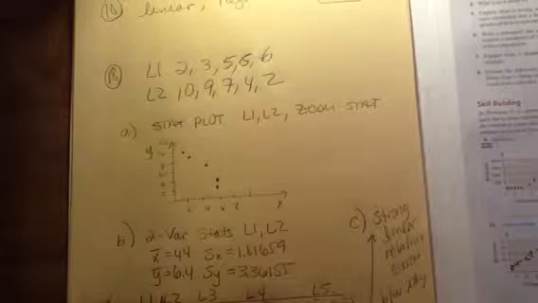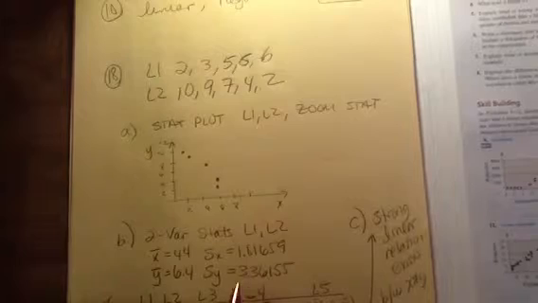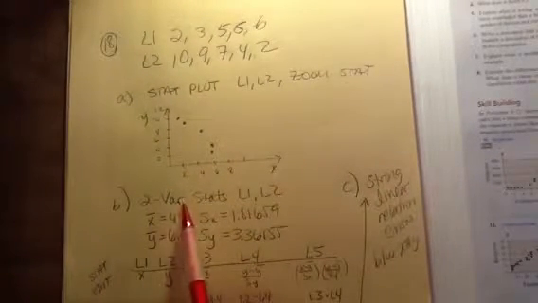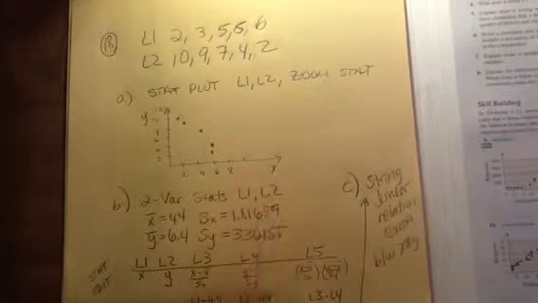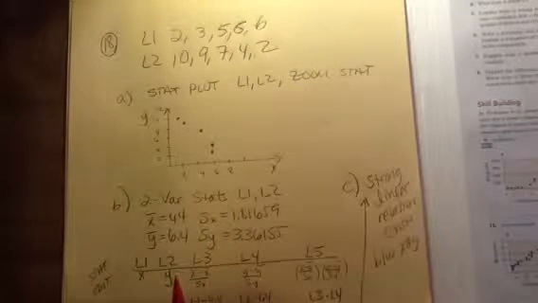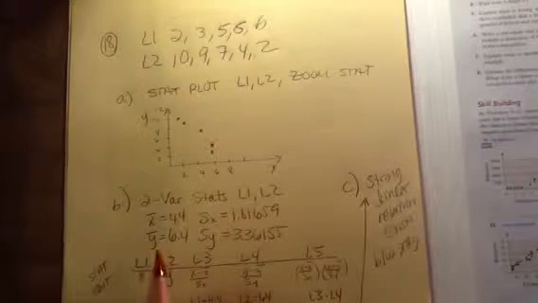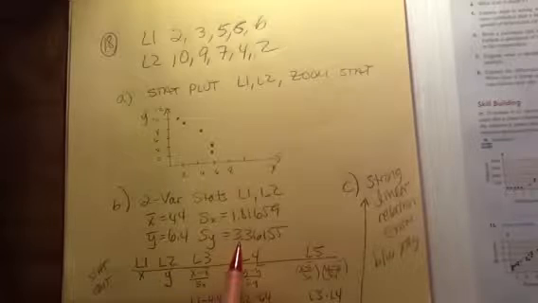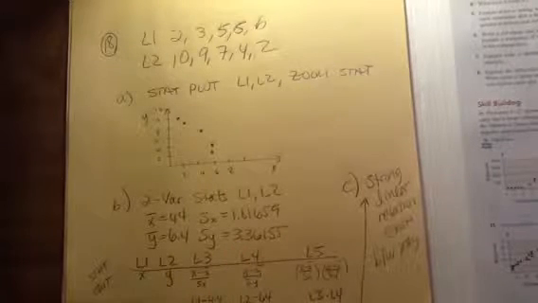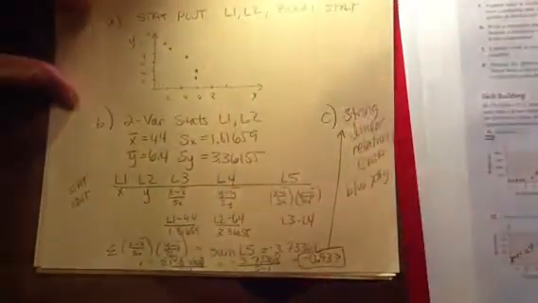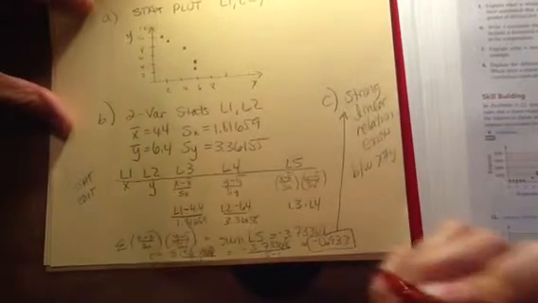Part B asked to compute the correlation coefficient, which is the R value. So what I did is that we are going to do a two variable stats of list 1 and list 2 and get the sample data. So I found x bar and I found the standard deviation of x. I found y bar and the standard deviation of y. Now what I'm going to do, because I want to use this formula down here to compute my R value. This is what R equals.